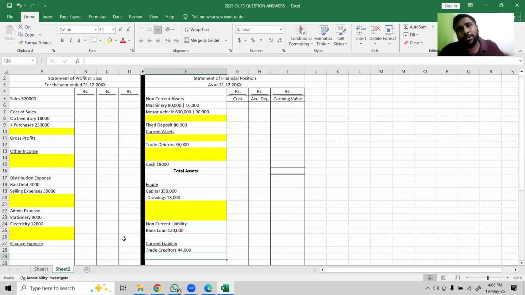So in the last session also I told you, adjustments always go to two places. If it is not adjusted, not recorded, it should go to two places. So now we'll start doing the adjustments. Take a different color pen. Don't do it in two different colors in your exam.